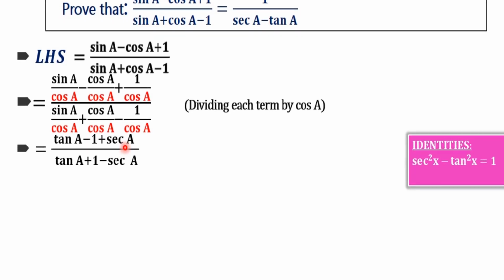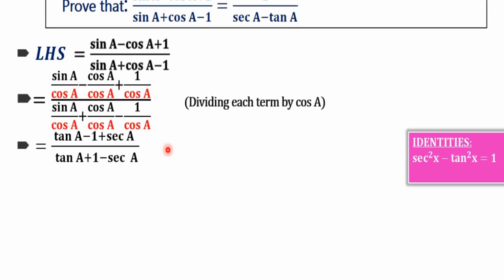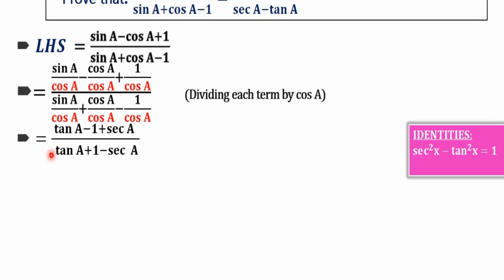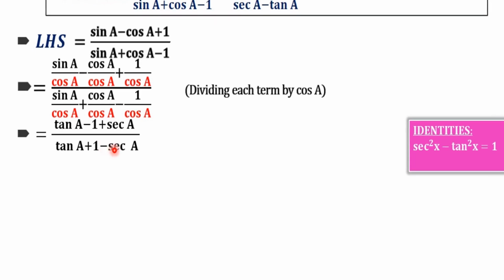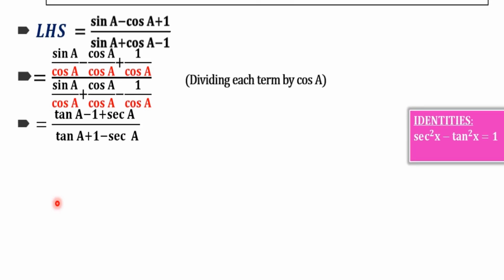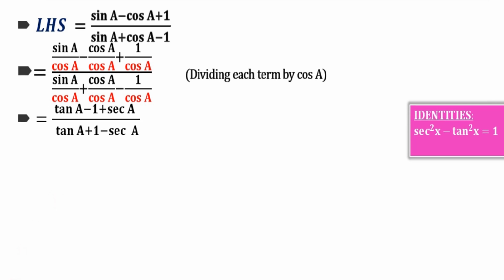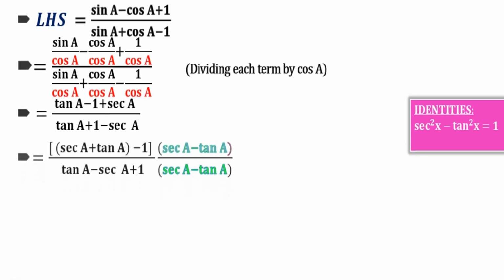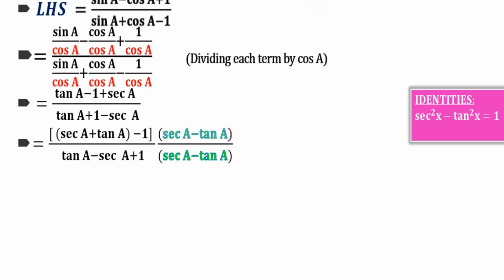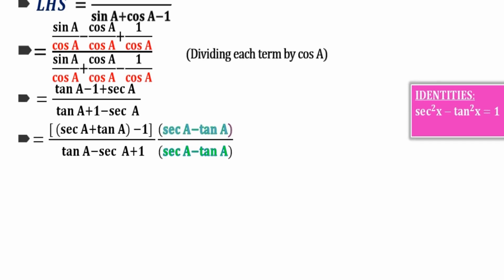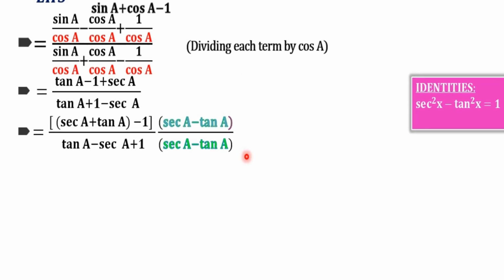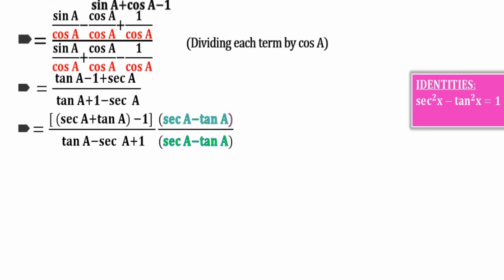If we get all our terms in sec and tan, let us observe that we have to reach 1 by (sec A minus tan A). It is not easy for us to reach sec A minus tan A here, and it is very difficult to reach our RHS. So what we are going to do next is multiply and divide by (sec A minus tan A). It will then become easy to reach the RHS of this equation.